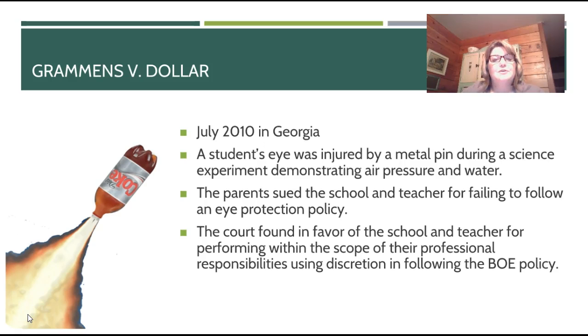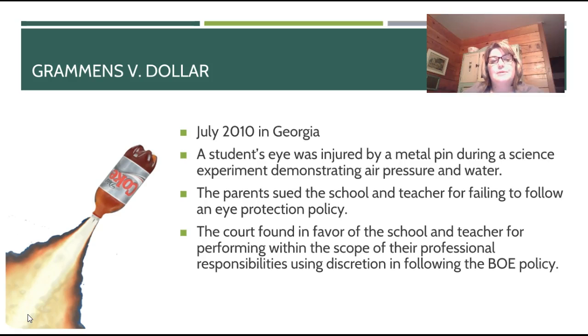At first, the courts found that the school district and the principal were immune because it was a discretionary action and they were working within the scope of their professional responsibilities. Then in that first case, it was found that further action could be taken against Grammons, the teacher, because she had what they called ministerial duty, not discretion. There was this policy, and she should have administered the policy instead of using her discretion.